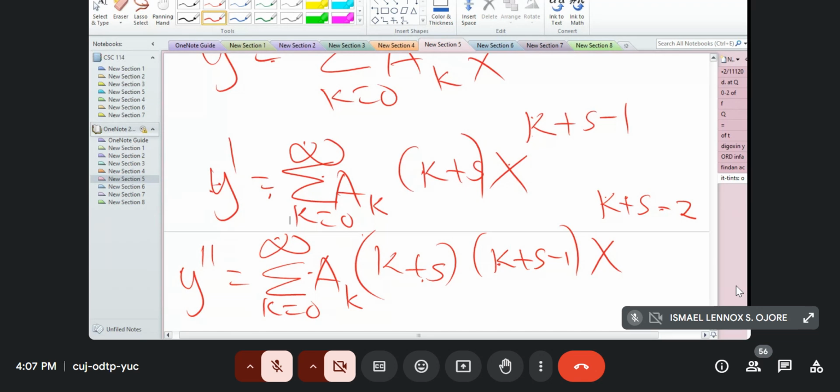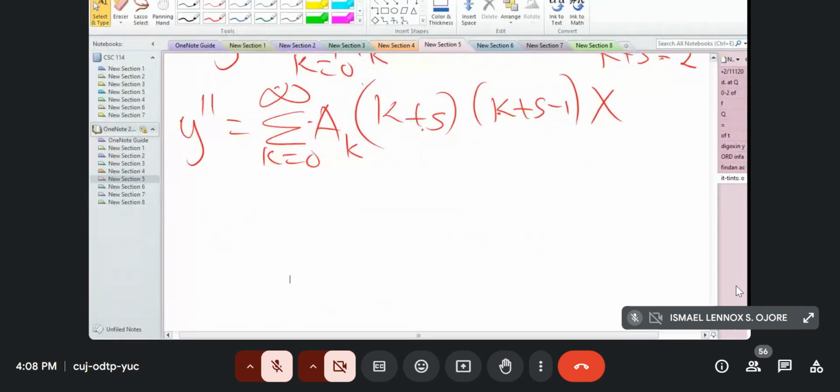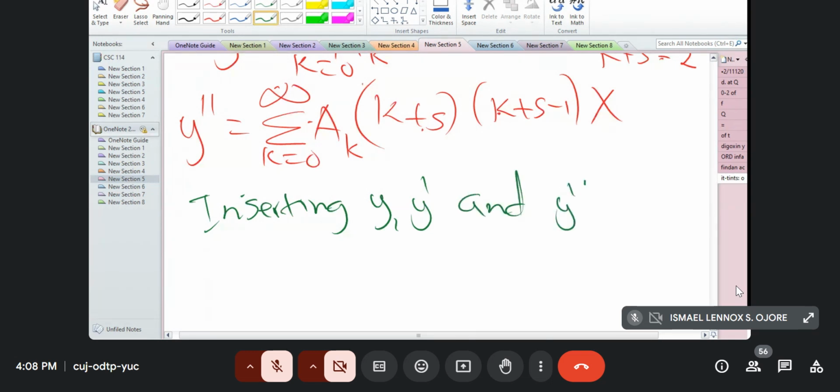So once you have your derivatives together with the function, you insert into the differential equation. So maybe I can communicate that: inserting y prime and y double prime into the differential equation. What do we have?